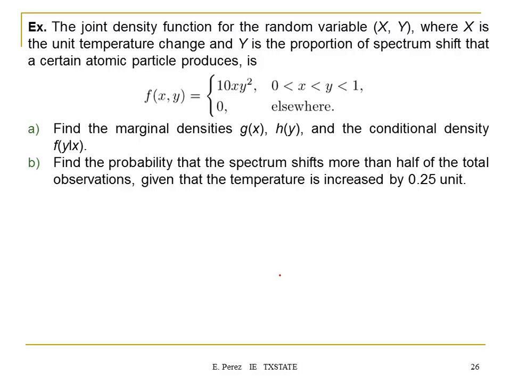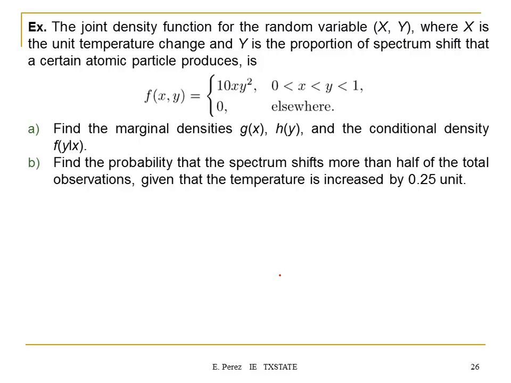So let me show you this example. And I think this is the last thing we're going to do today. The joint density function for the random variable x, y, where x is the unit temperature change and y is the proportion of a spectrum chip that a certain atomic particle produces, is given by this joint density function. Okay, so we are looking at the continuous random variable. These are joint density functions.